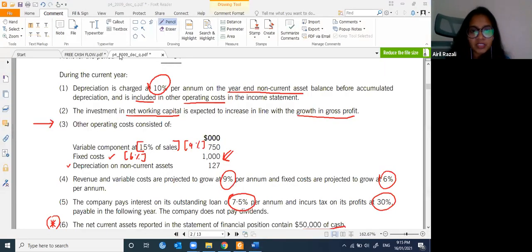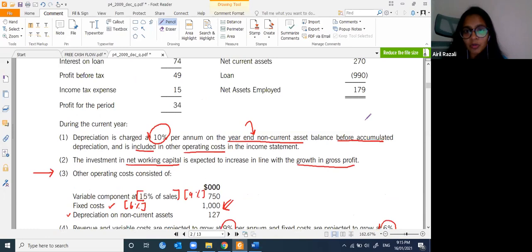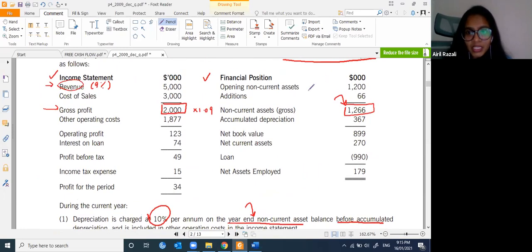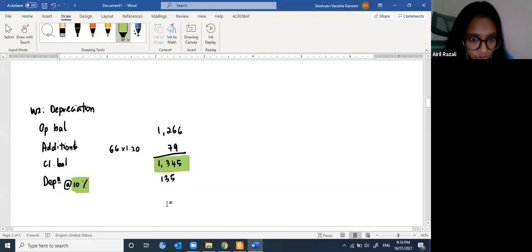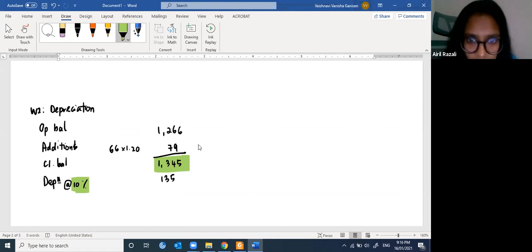Because if you go back to your question, he will say depreciation is charged at 10% per annum on the year-end non-current asset before accumulated depreciation. So when you go up to your profit or loss statement, your SOFP, he said that depreciation is on the closing balance before accumulated depreciation. That means this balance. So you must exclude accumulated depreciation when you want to calculate the depreciation. That's why I say opening, addition, closing, and then I multiply by 10%. Are you guys okay? If no issue, let's proceed to calculate the next year.